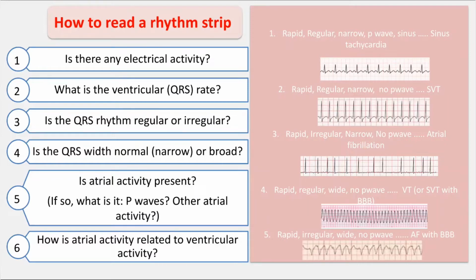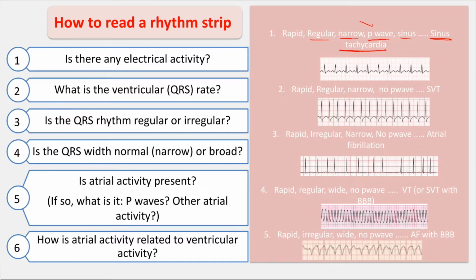So what are the most common tachyarrhythmias? The first one: if you have a rapid heart rate, regular, narrow QRS, and the P waves are there, and it is sinus, meaning there is a good relation between P and R interval, this is called sinus tachycardia. Sinus tachycardia usually has an underlying cause, for example the patient is having pain, stress, pregnancy, hypovolemia, or thyrotoxicosis. So you have to treat the cause.